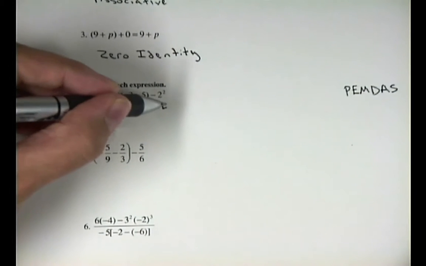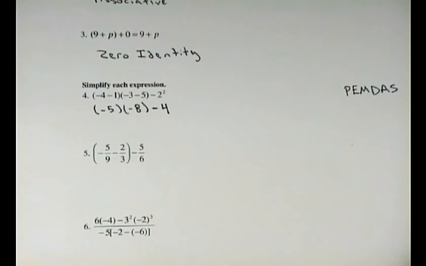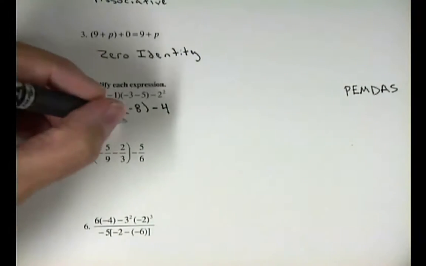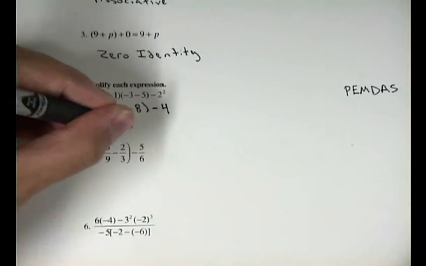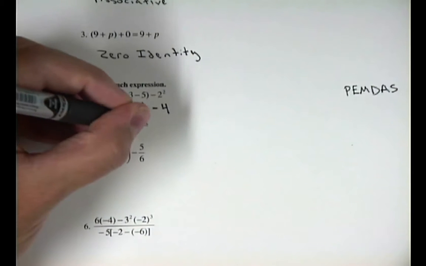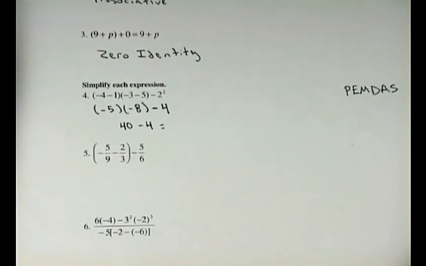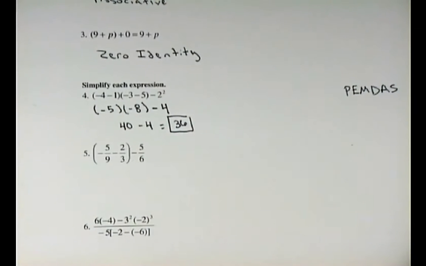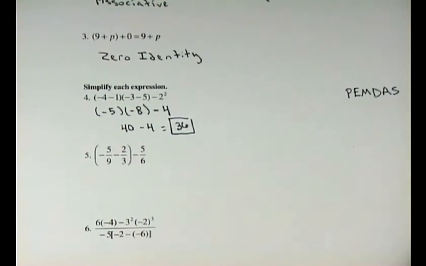-2 squared is 4. Okay? And now we do multiplication, which is positive 40. A negative times a negative is always a positive. And we've got 40 minus 4, which is a positive 36. And we're going to box or circle that.